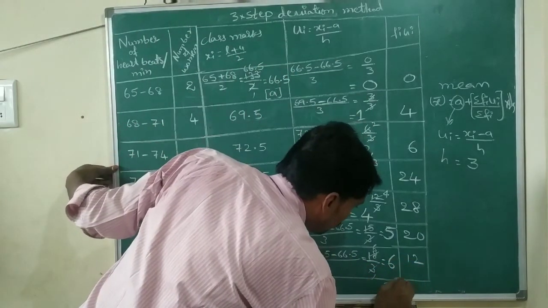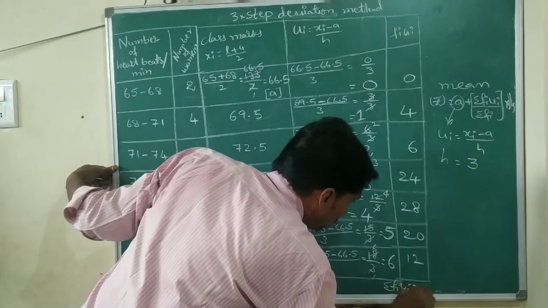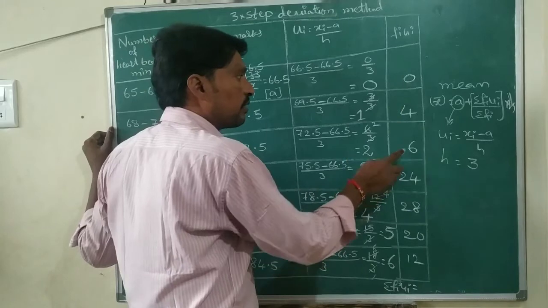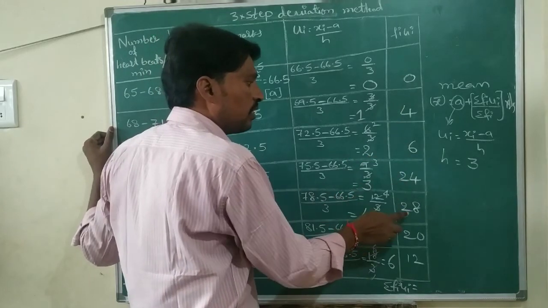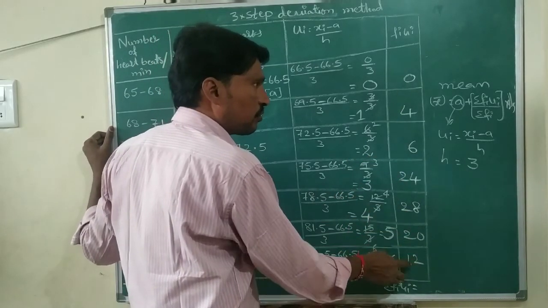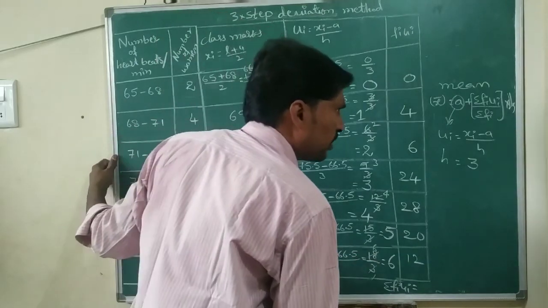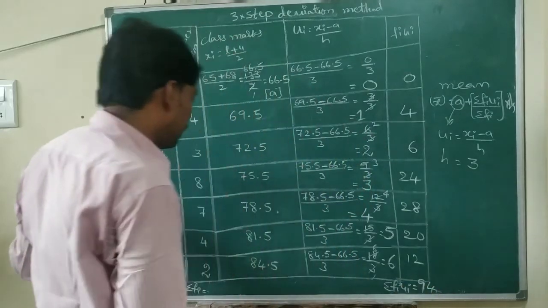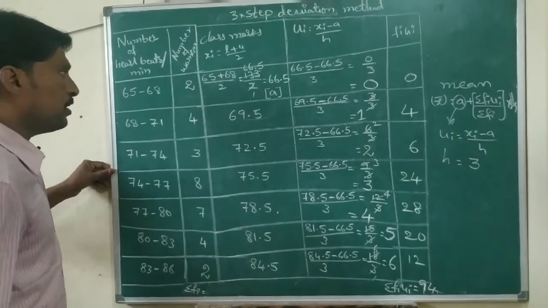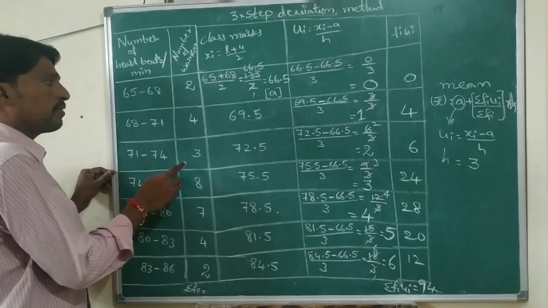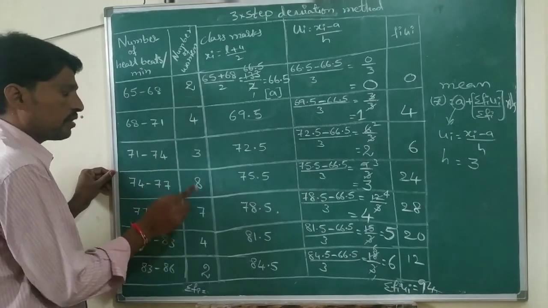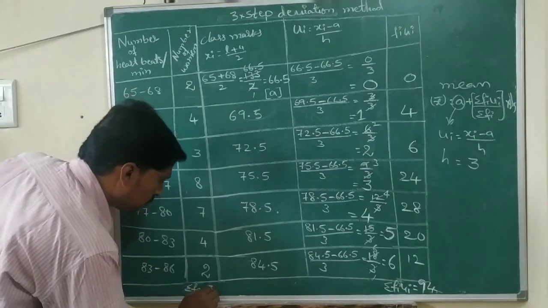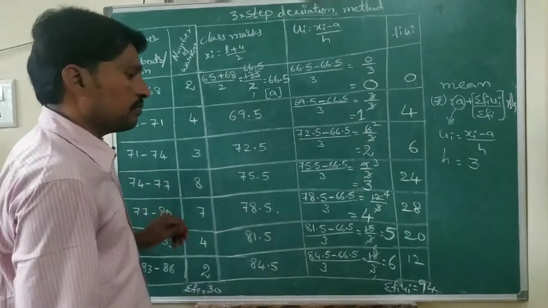Now you can add all of these. Sigma fi ui means 0 plus 4 plus 6 plus 24 plus 28 plus 20 plus 12. Adding this total, we are getting 94. Now the frequencies also we need to add: 2 plus 4 plus 3 plus 8 plus 7 plus 4 plus 2, that is 30. So sigma fi is 30.